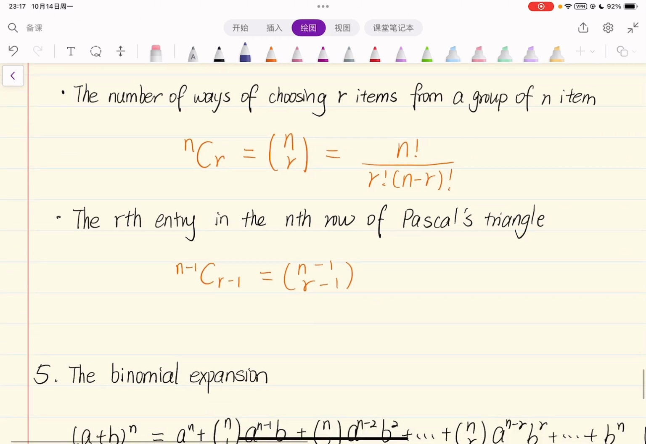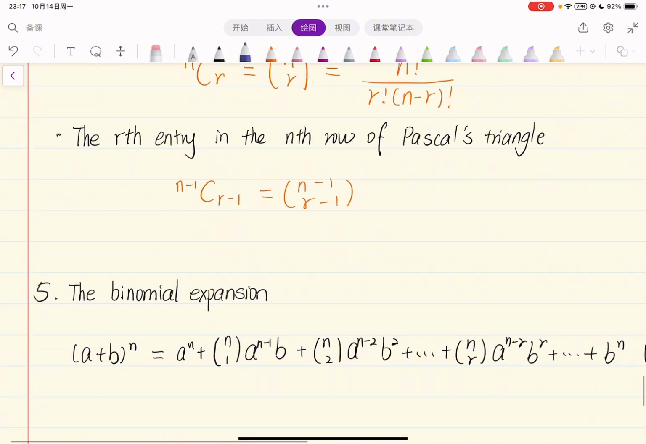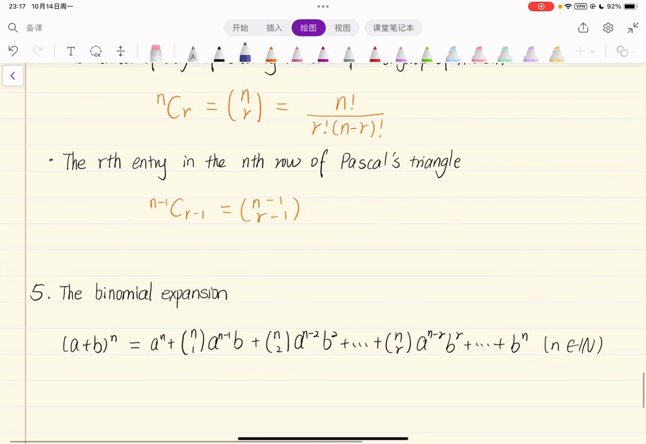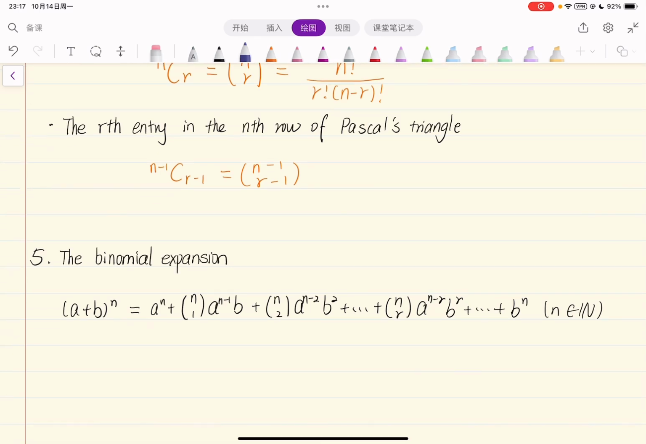After you know how to find the coefficients of the expansion, you know how to write down the binomial expansion completely. That is (a + b)^n equals a to the power of n, plus n choose 1 times a to the power of n − 1 times b, plus n choose 2 times a to the power of n − 2 times b squared, plus so on until b to the power of n.